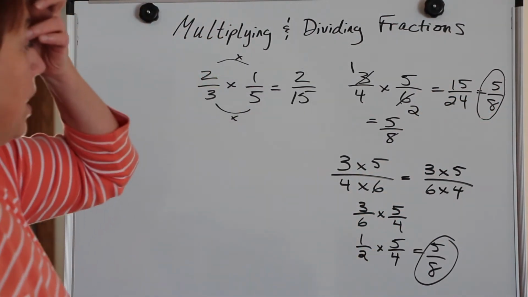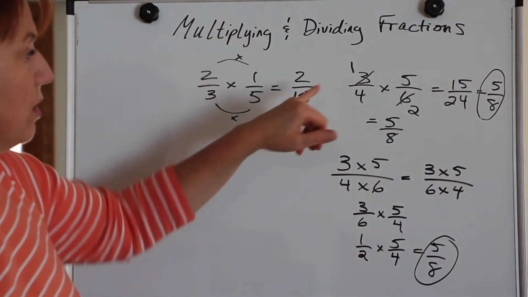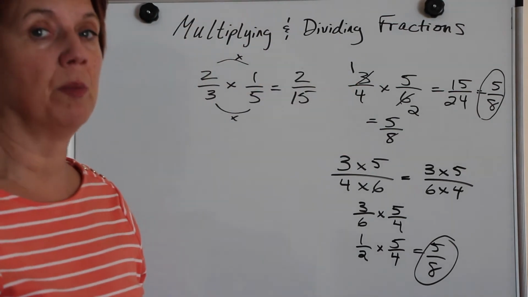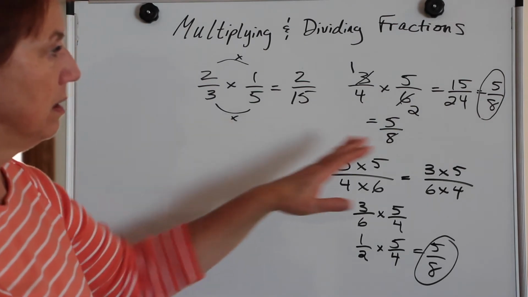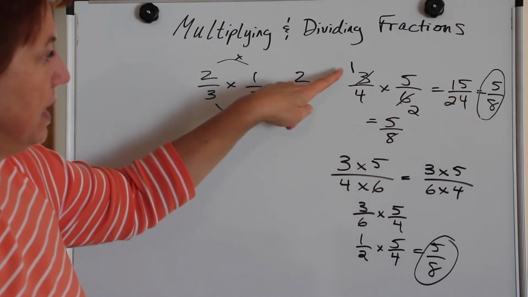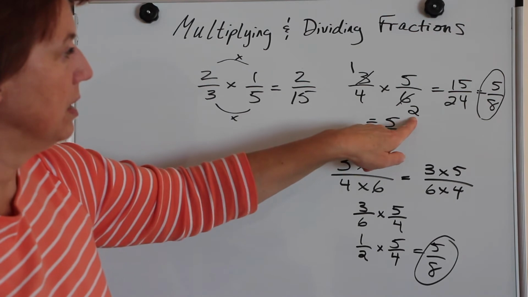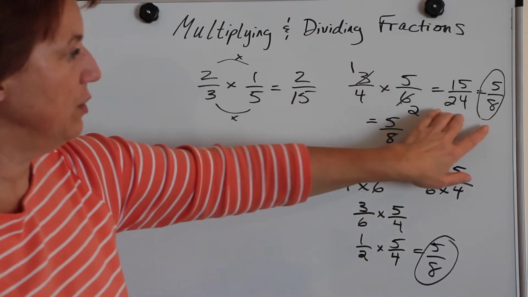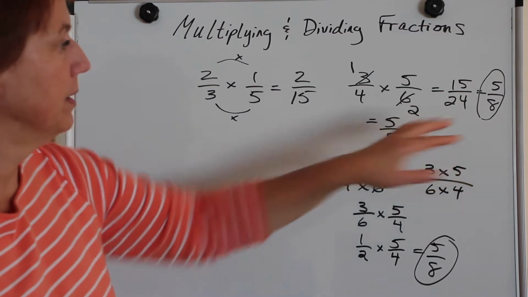Okay, so this is what we mean by canceling, or reducing before multiplying. Always look for opportunities to reduce before multiplying because it's just easier. Because you're going to have 1 times 5 and 4 times 2 versus 3 times 5 and 4 times 6, bigger numbers. And then you don't have to reduce when you're done, okay?